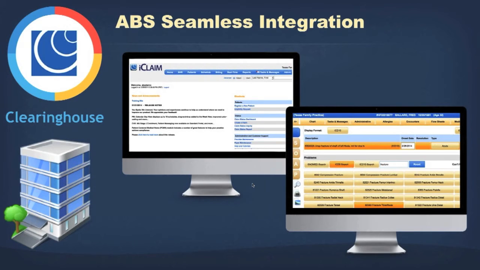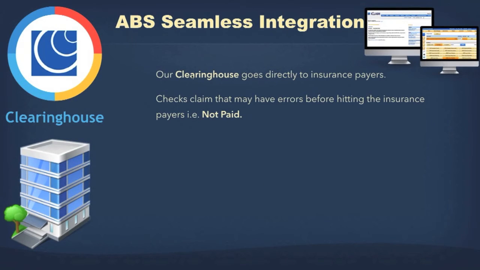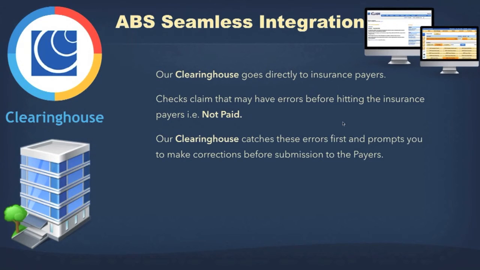So we're able to much more efficiently transmit and receive all the pertinent information. Yep. So let's talk about it just real quickly. Adam's already talked about what a clearinghouse does. Ours goes directly, if you can imagine, to the insurance payers. This gives us a huge advantage because, if you really think about it, folks, we're actually processing claims in real time.